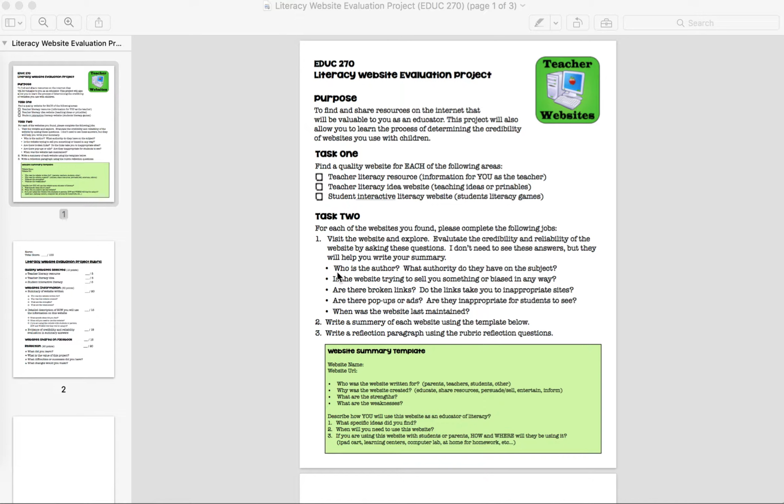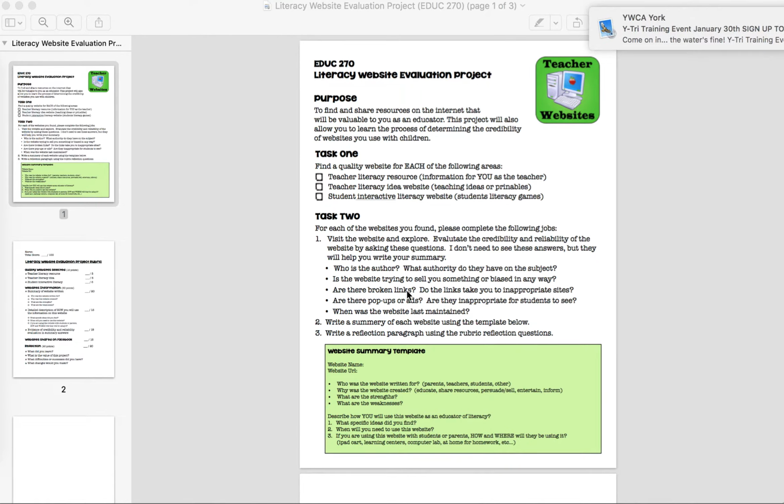So some things you want to look at. Who is the author of the website? Who wrote the website? What authority do they have on this subject? Are they a teacher? Are they a principal? Are they a book publisher? Are they a mechanic? Are they a physician? Who are they and why are they writing this website? Is the website trying to sell you something, or is it biased? There's a lot of education websites out there that are one-sided, or they have a bias against something, and sometimes they have good information, but sometimes it's not the best information. So you want to know that.